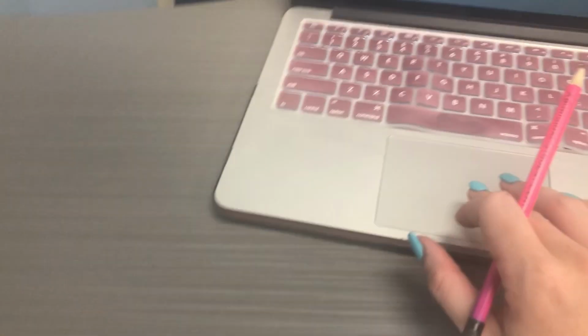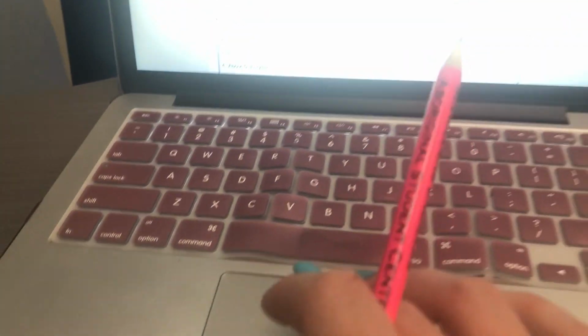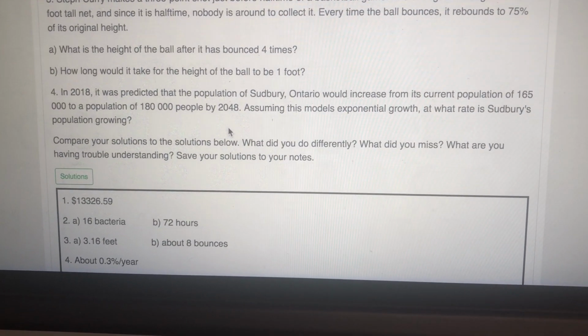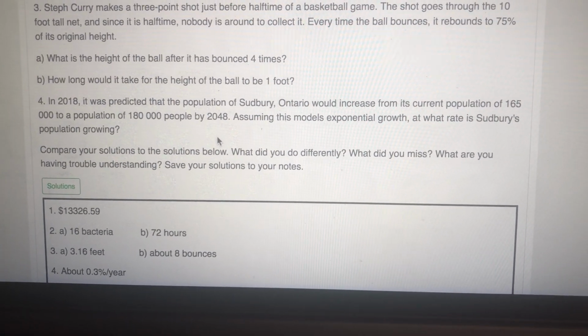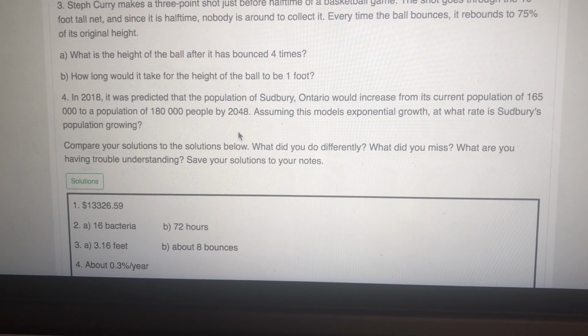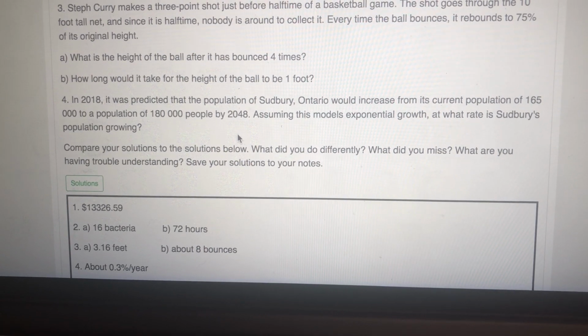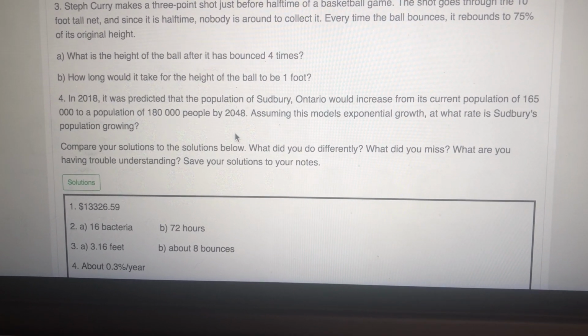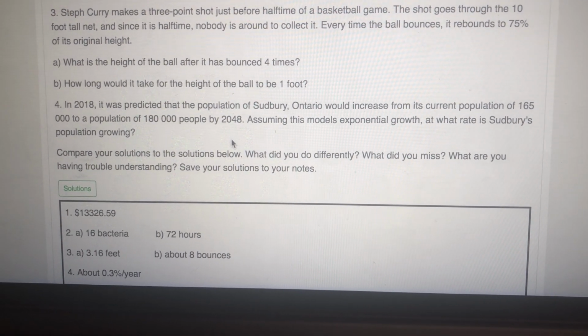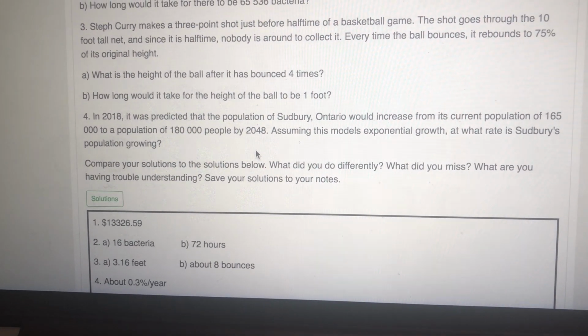Okay, now for the last question. In 2018, it was predicted that the population of Sudbury, Ontario would increase from its current population of 165,000 to a population of 180,000 people by 2048. Assuming this model's exponential growth, at what rate is Sudbury's population growing?